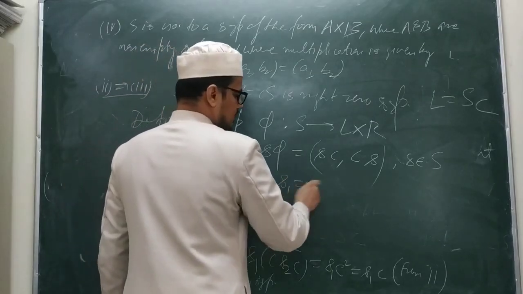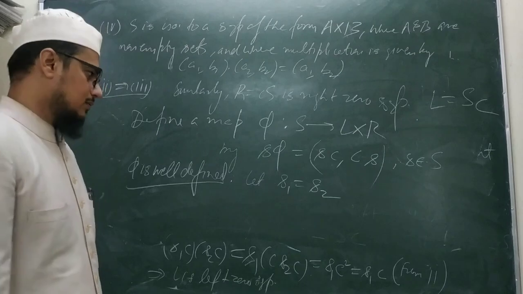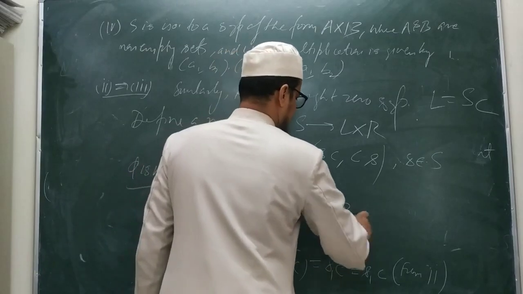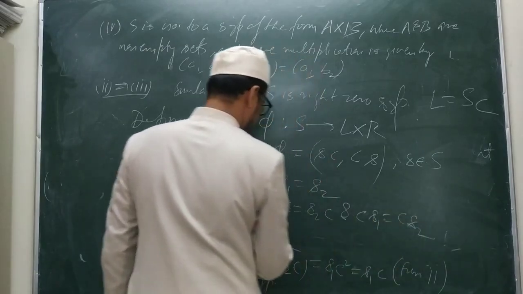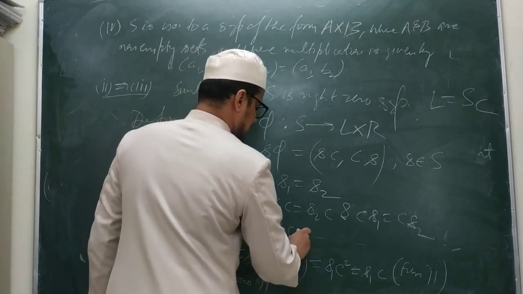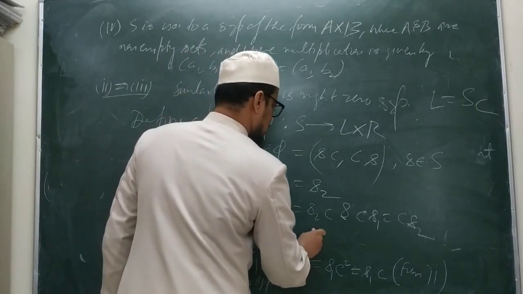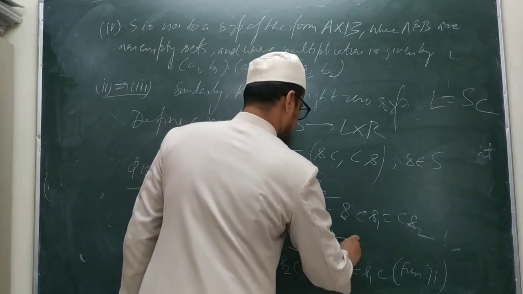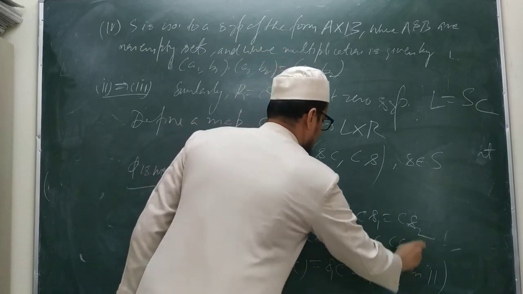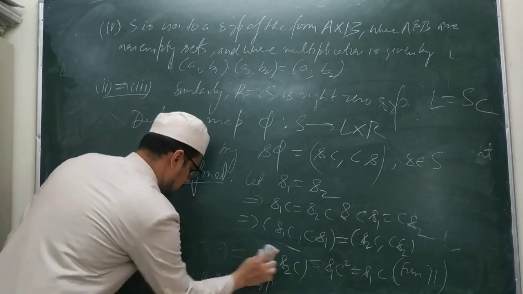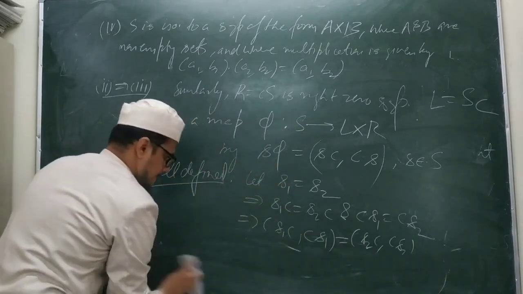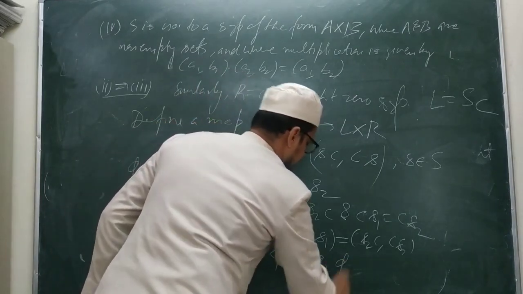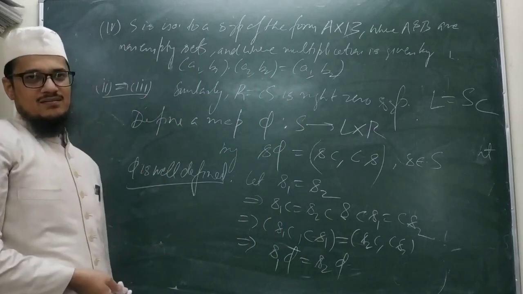Let S1 is equal to S2. Correct? Now it implies what? S1C is equal to S2C and CS1 is equal to CS2. That implies what? S1C comma CS1 is equal to S2C comma CS2, which implies what? S1 phi is equal to S2 phi. So the map is well defined, correct?